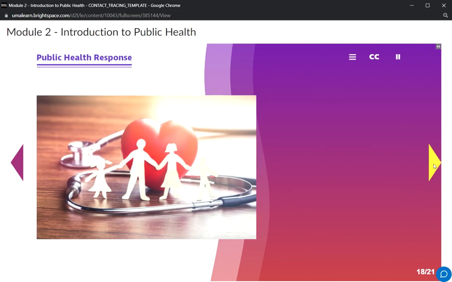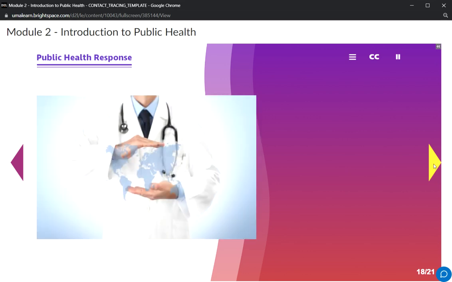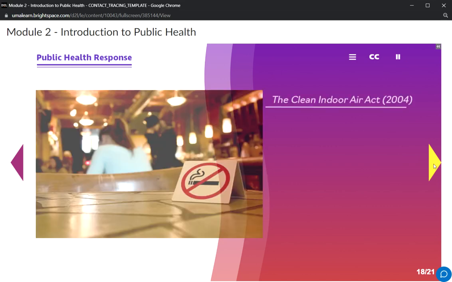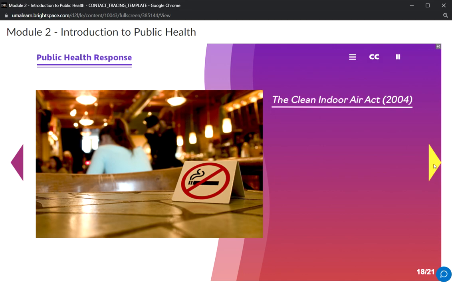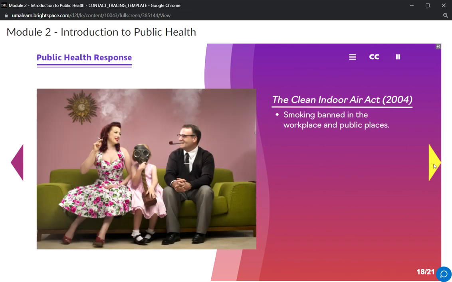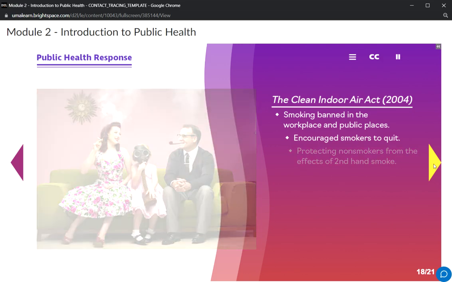Although public health aims to prevent disease, prolong life, and improve health, through research, surveillance, and response, it also involves the implementation of policies that support these efforts across populations. Between 2002 and 2004, reports suggested that cigarette smoking in the United States resulted in an annual health-related economic loss of $193 billion. The Clean Indoor Air Act was passed in 2004, banning smoking in the workplace and other public places. This encouraged smokers to quit, while protecting non-smokers from the effects of secondhand smoke.